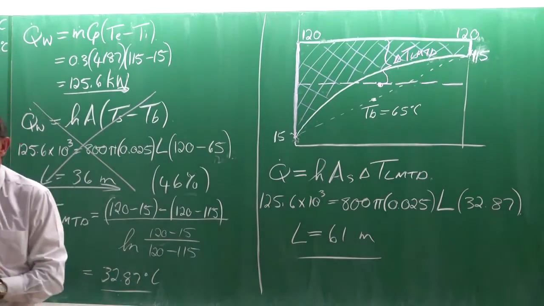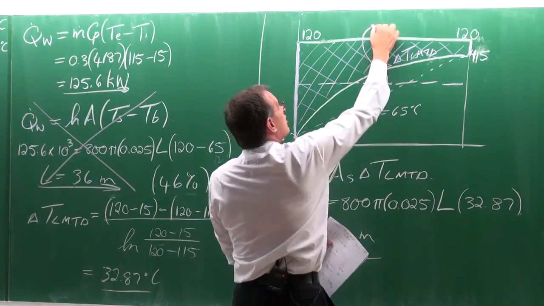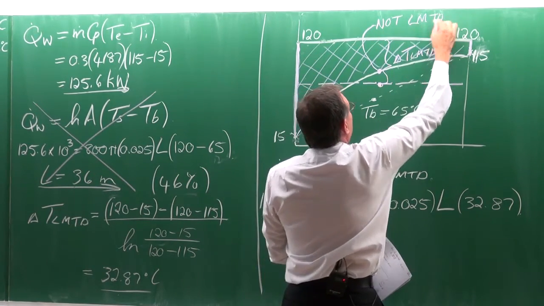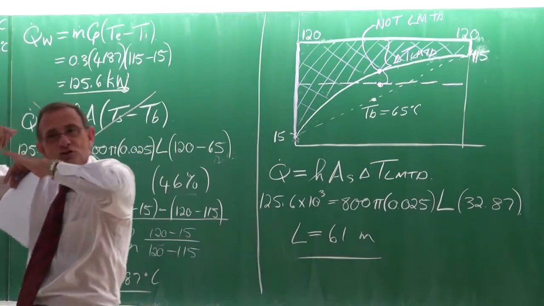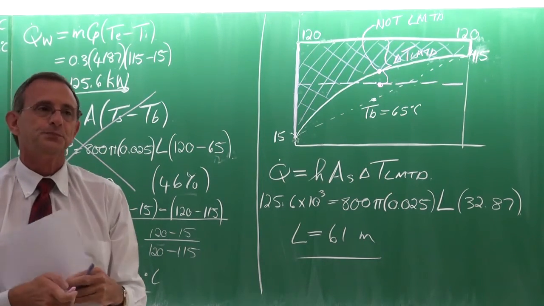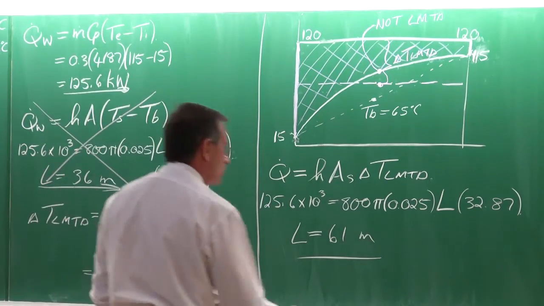It is also not that point there. So that is not the LMTD. It doesn't give us the temperature difference halfway through the tube. It gives us the average of the integration. Do you follow? You all look so worried.